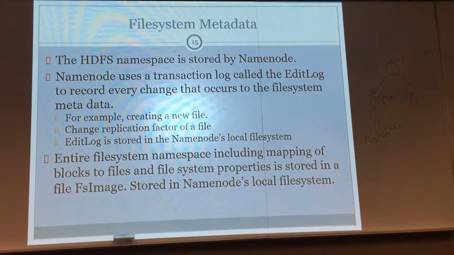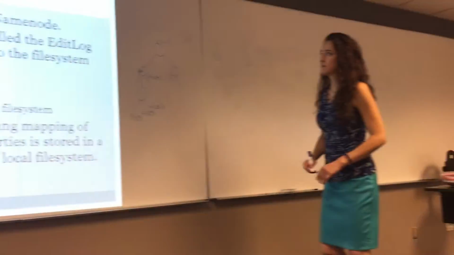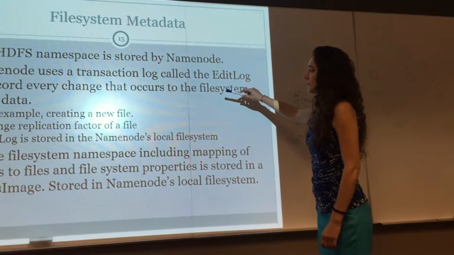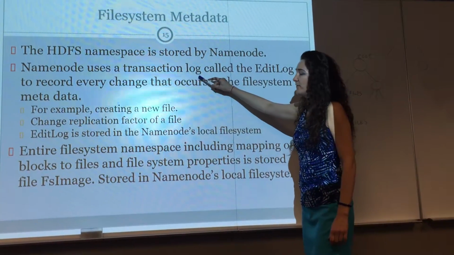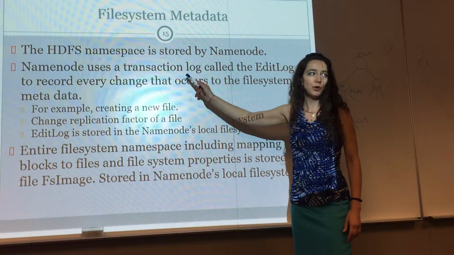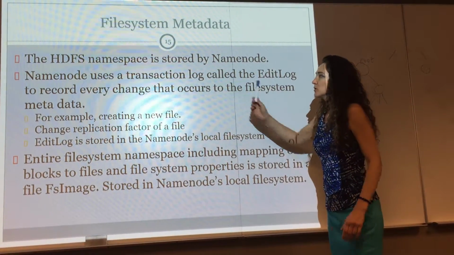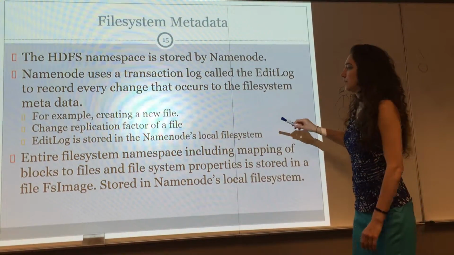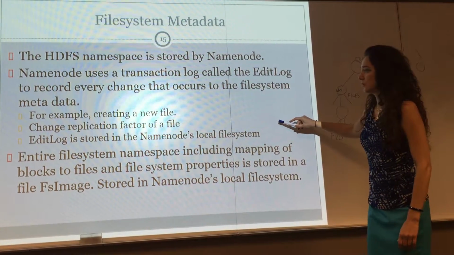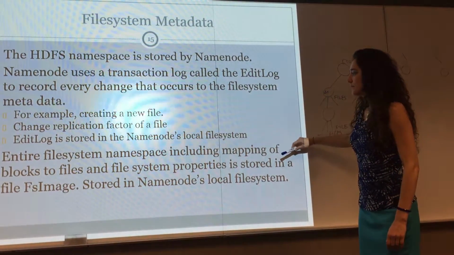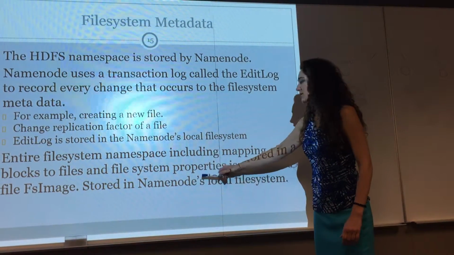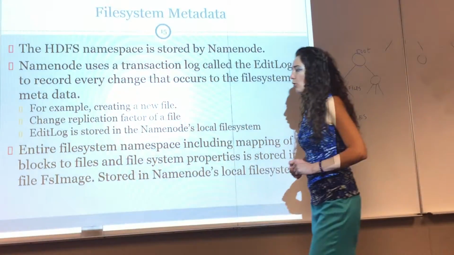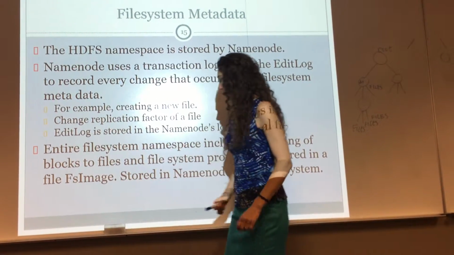We mentioned that the name node stores the metadata, and it keeps a log of every time anything is done to any of the files or the blocks of the files. So if any files are created or deleted or updated, who accessed them, at what time they accessed them, all that is stored in a log. And the namespace, including the mapping of blocks to files and their properties, is stored in the name node in a file called the file system image.